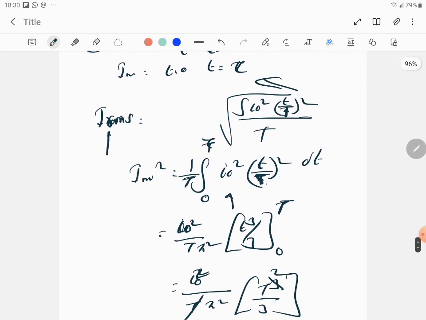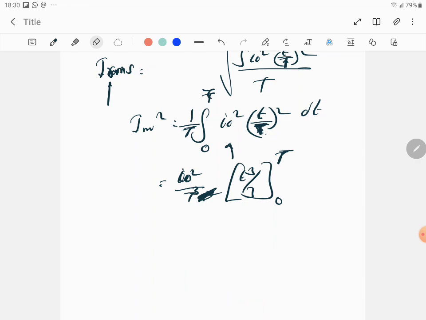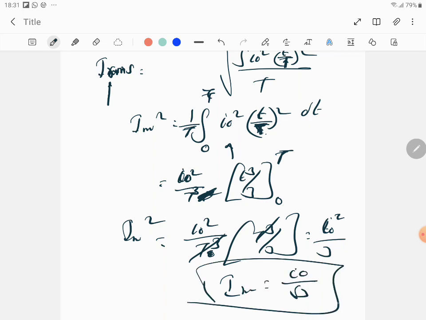So it's capital T square, which is constant, so at the denominator it will become T cube. And T cube by 3 is also there. There's nothing called pi square. So I naught square by T cube into T cube by 3. T cube and T cube get cancelled. I naught square by 3 is IRMS square. Therefore, IRMS itself is I naught by root 3, because they already gave this.